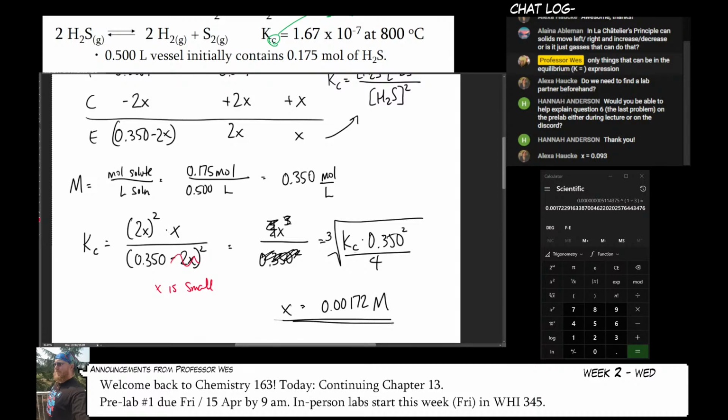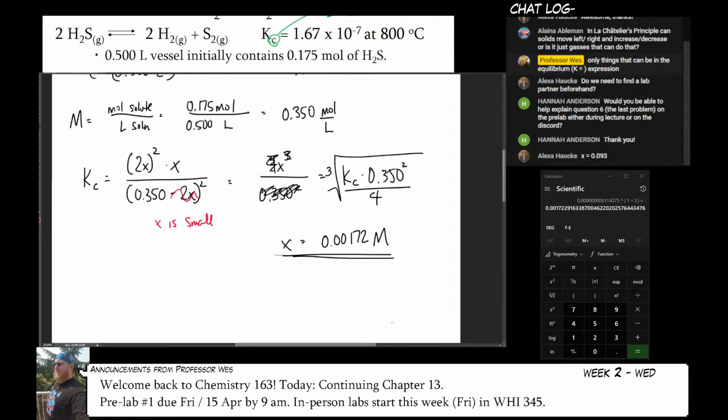All right, is it small? Let's check. Where did I subtract it from? I subtracted it from here. And you should be able to tell right away that this is going to be small. So times 100% divided by 0.35. 0.49%. So that means our approximation is valid.